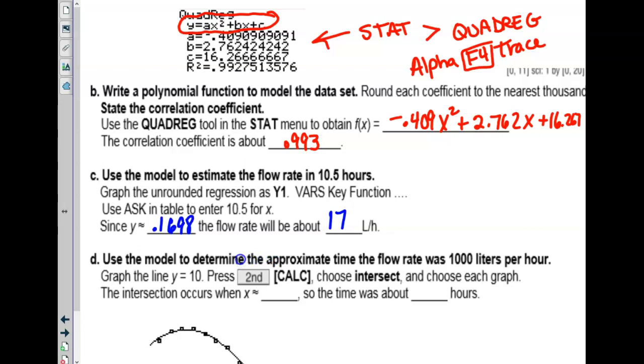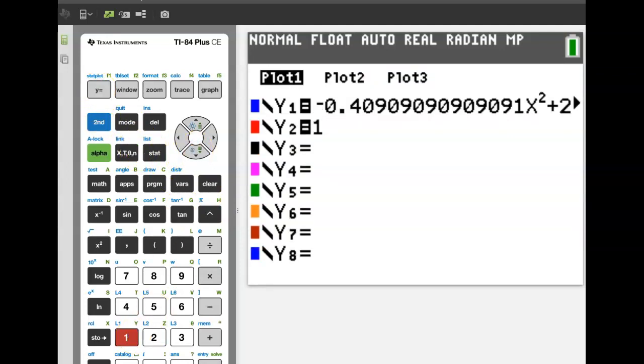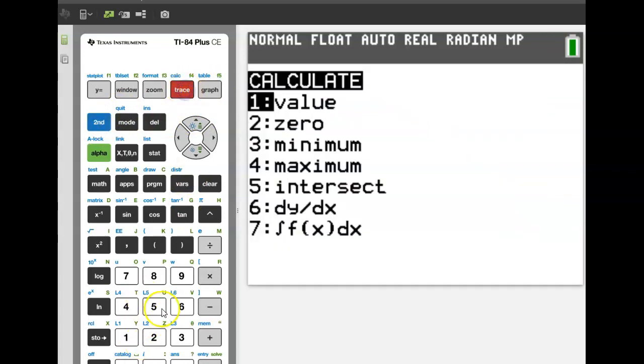D says use the model to determine the approximate time that the flow was 1,000 liters per hour. Well, 1,000 liters per hour would be putting in a 10 for Y, right? Because we divide by 100, yes? Okay, I'm right. It says here to use Y equals 10. There's not one like that on the test, but if you go to the graph and you put in at another spot here, Y equals 10, and then we find the intersection point.